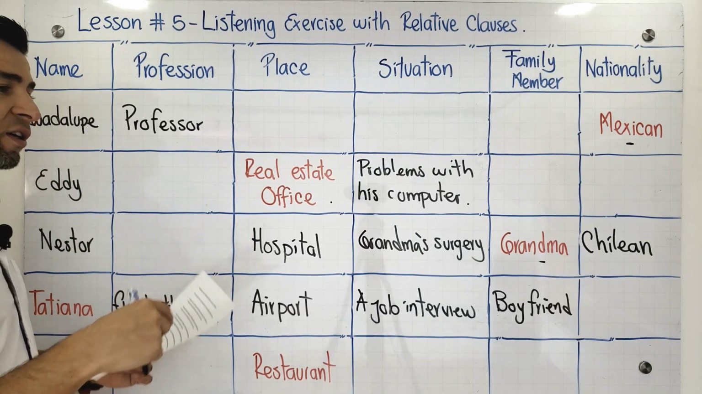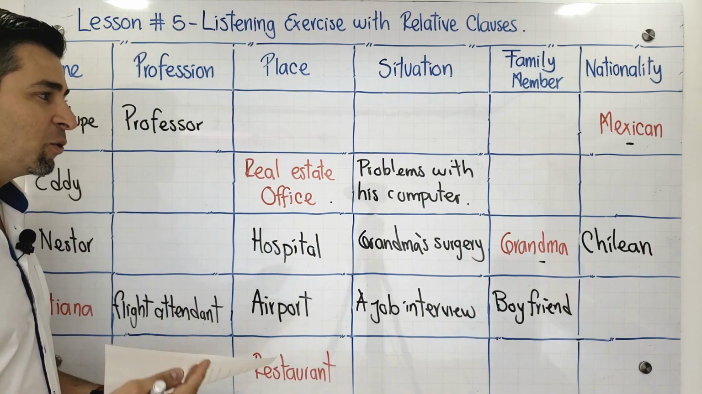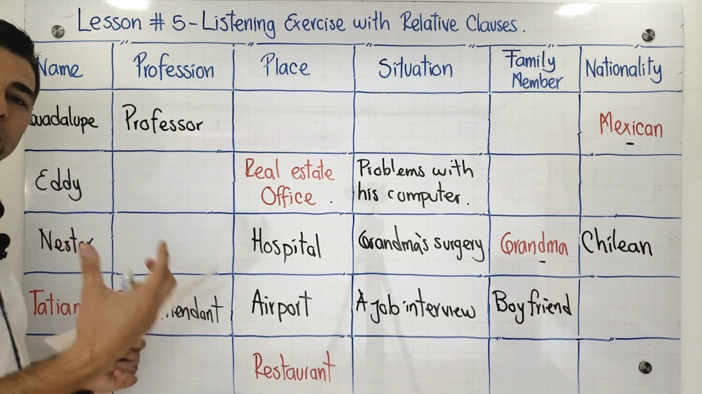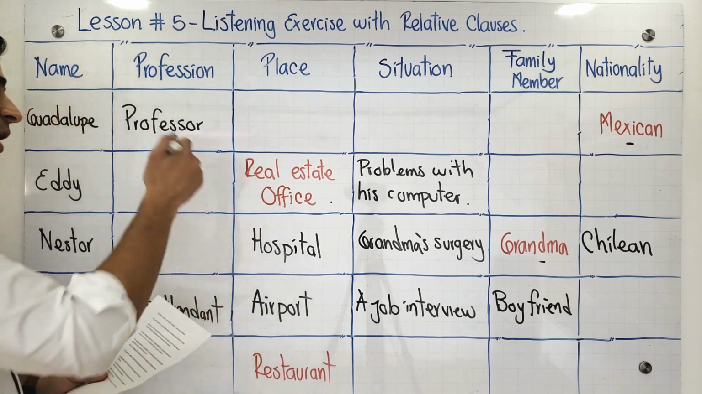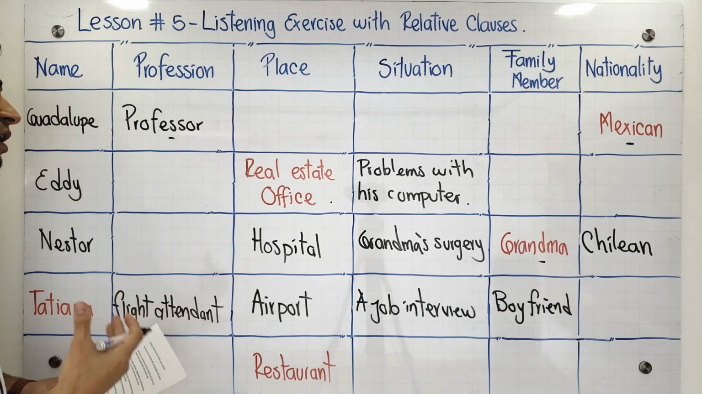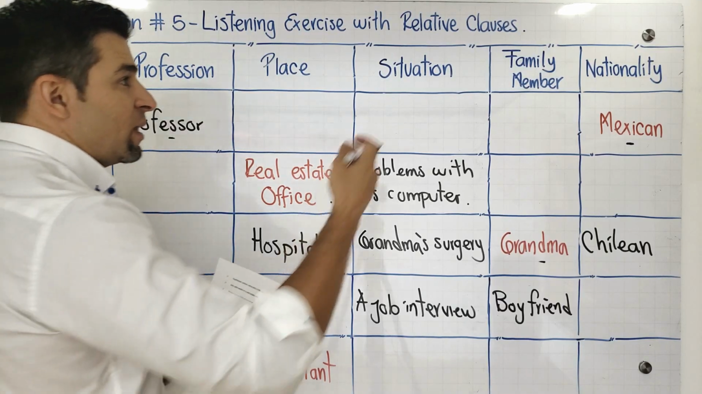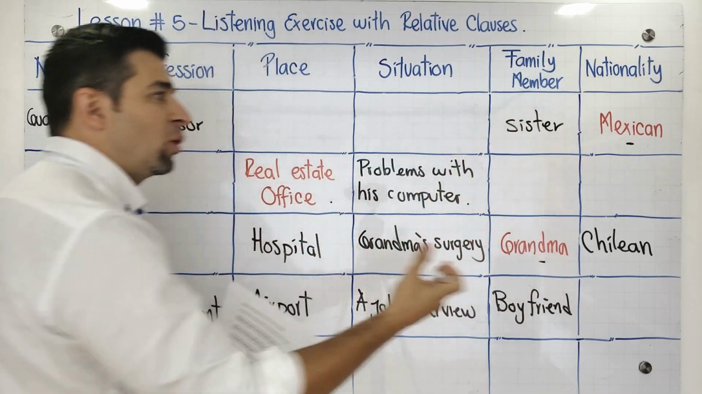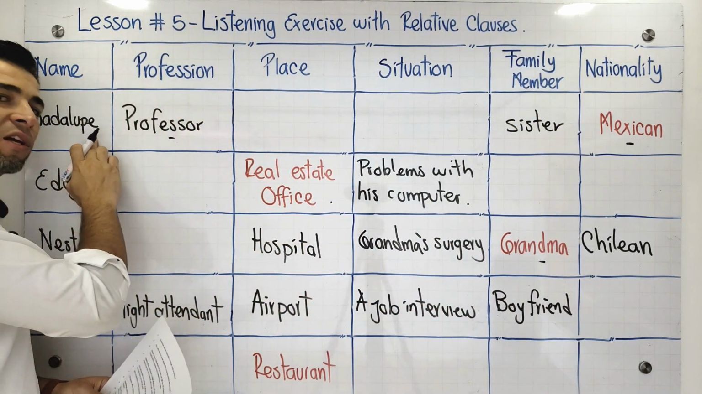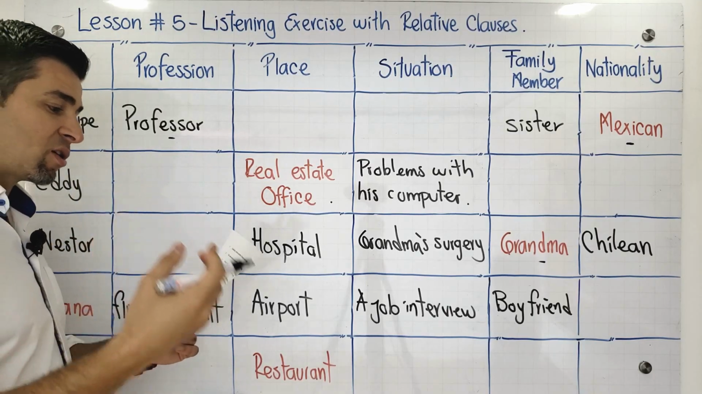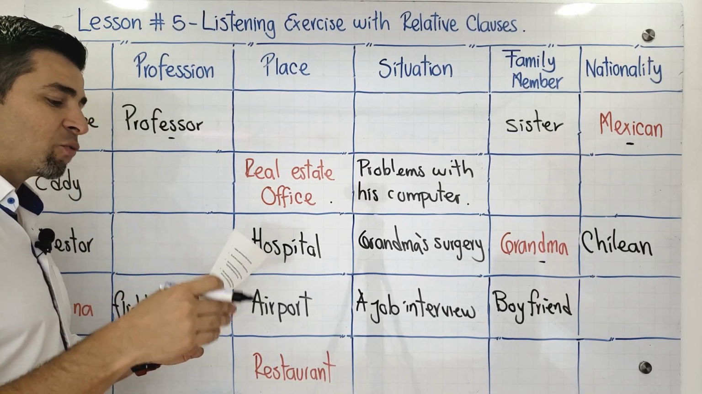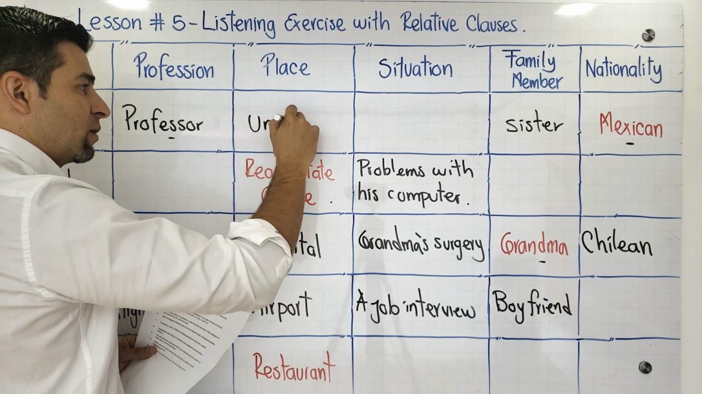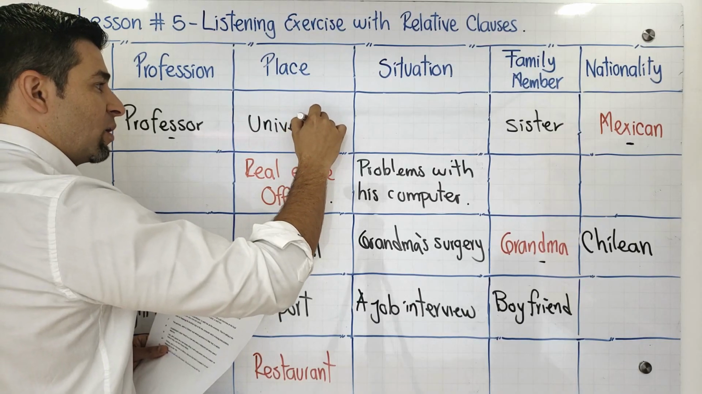Julie, whose sister is a professor. Analyze it, guys. Analicen muy cuidadosamente ese pedacito. Ya mencionamos por acá esto. Julie, whose sister is a professor. So, the family member is sister because we're talking about Julie, and Julie is Guadalupe's sister. Julie, whose sister is a professor, is with her at the university. So the place is university. This is the place where they are, university.